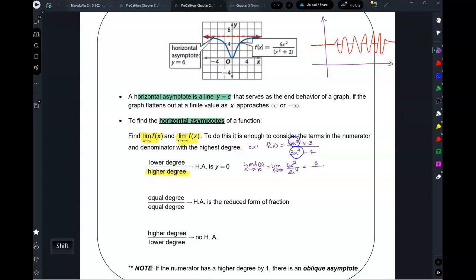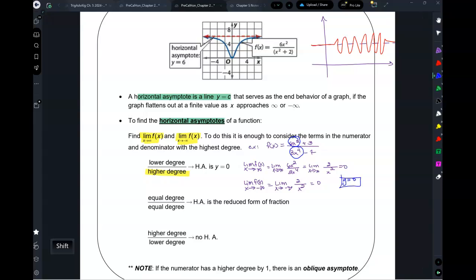This is 2 over x squared. So this is the limit as x approaches infinity of 2 over x squared. Now, what happens as x approaches infinity? What happens to this whole thing? 0. And if you do the same thing, the limit of f of x as x approaches negative infinity, this is the limit as x approaches negative infinity of 2 over x squared. And again, if this is negative infinity, the whole thing will still equal 0. So the horizontal asymptote will just be y equals 0.